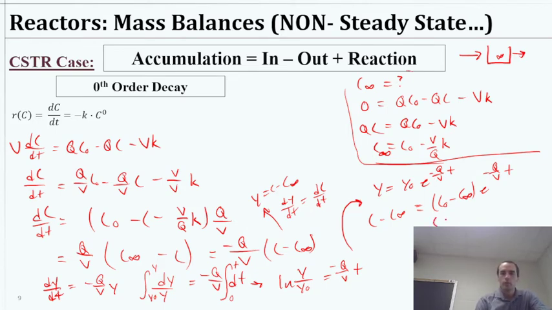So if we solve all this finally, it should be c, we can add the c at infinity over here. So just c at infinity plus c naught minus c at infinity times e to the minus q over v times time. Okay, and I believe that would be the correct solution to what I tried to do in just a little bit of space last time.